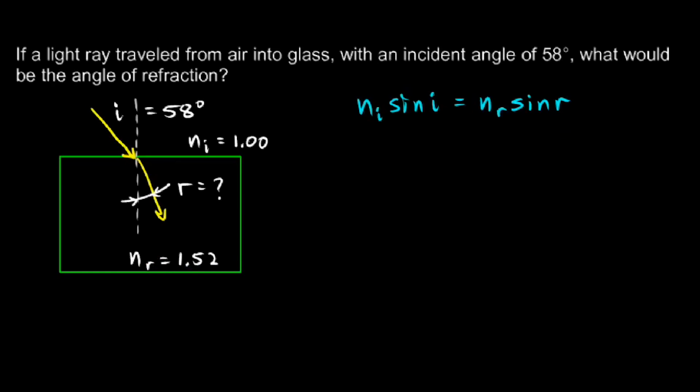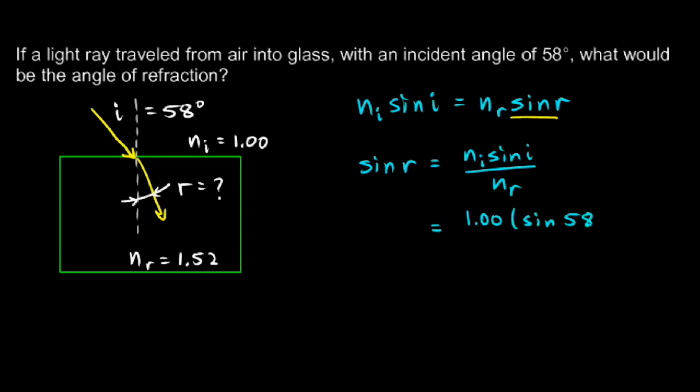Now I can't find R directly, but algebraically I can solve for sine R. So I just divide both sides by NR, and I get this. Sine of angle R equals NI times the sine I over NR. I've just taken this equation and rearranged it algebraically to get that. Now I can put in all the numbers on the right hand side and I get a value for sine of R. So NI, what is NI? The index of refraction where the incident ray is. That's 1.00. Now sine of I, what is that? Well, I is 58 degrees, so this is 1.00 times the sine of 58 degrees over NR. And what is NR? That's the index of refraction where the refracted ray is, 1.52.